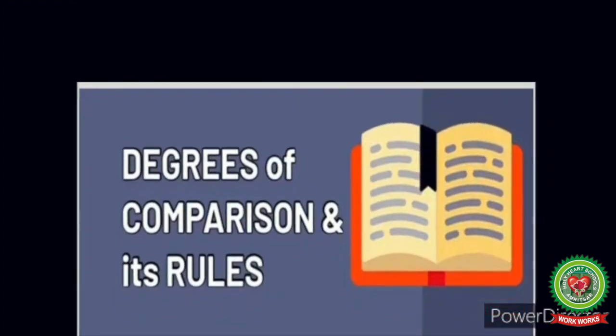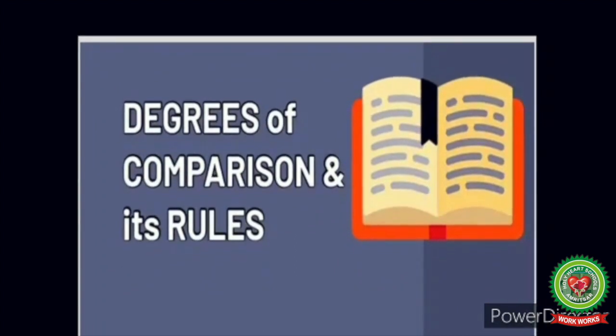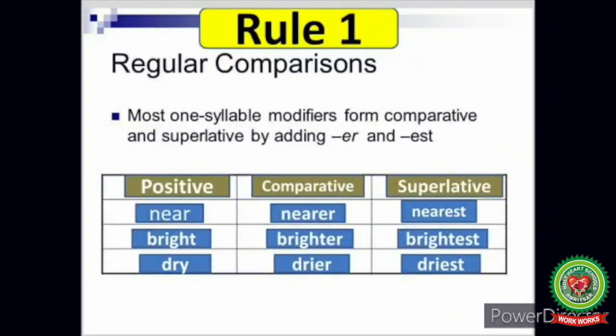Now we will understand what are the rules of degrees of comparison. So let's begin with the first rule. Rule 1 says, most one-syllable modifiers or words form comparative and superlative degrees by adding er and est. For example, near, it is the positive degree. Now in its comparative degree, we will add er and it will become nearer, and in its superlative degree, we will add est and it will become nearest.